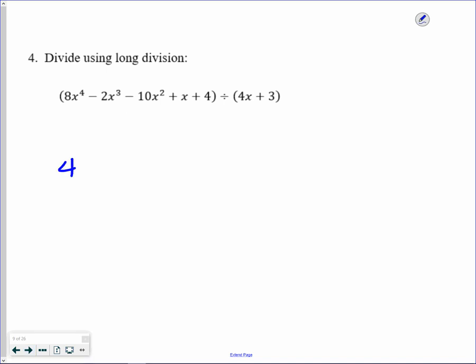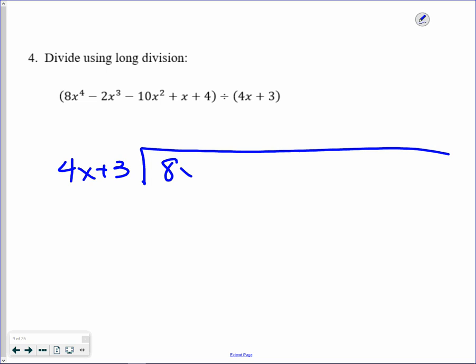Long division. 4x plus 3 is being divided into 8x to the fourth minus 2x to the third minus 10x squared plus x plus 4. All right, so now I look at the first term of each. So I'm looking at 4x and I'm looking at 8x to the fourth.